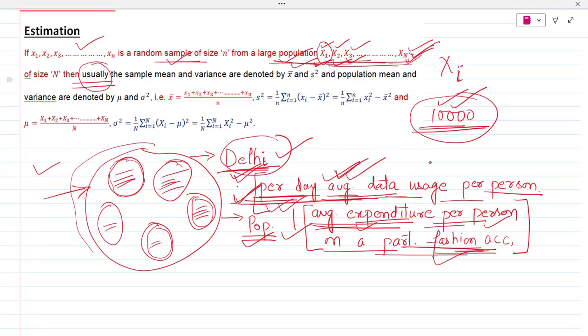Capital X's denote our population units or population values. And the small x's are called our sample units, sample observations, or sample values.